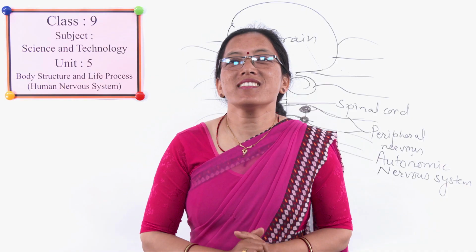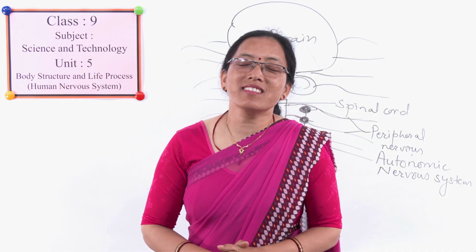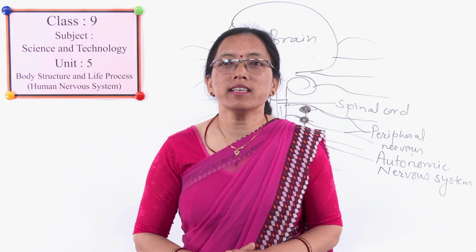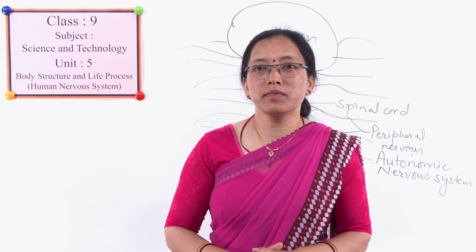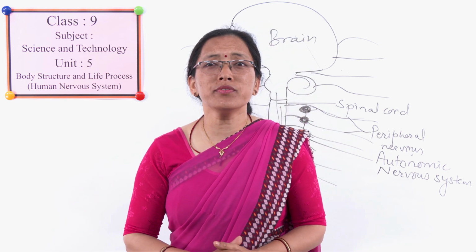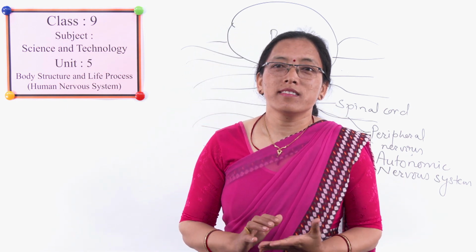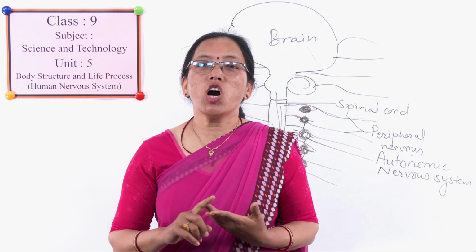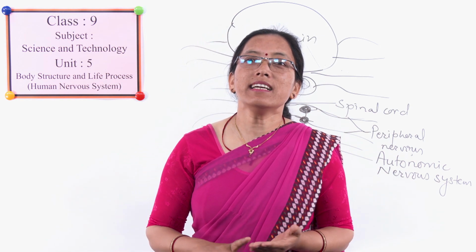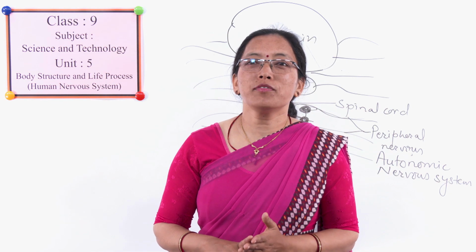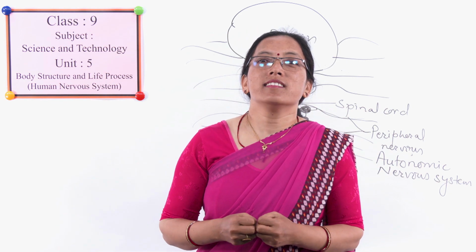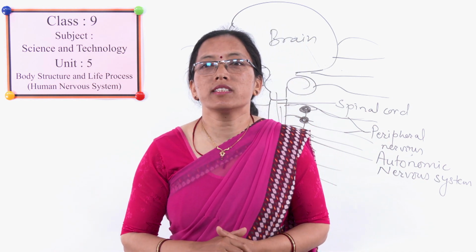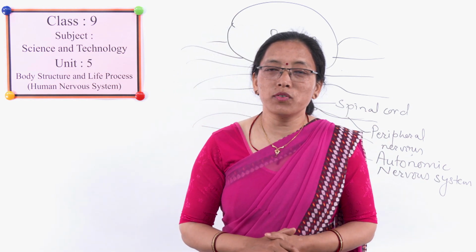Today we discussed the different parts of the nervous system. I hope all of you learned many things from this class. All of you draw the central nervous system, peripheral nervous system and autonomic nervous system separately, label them, and practice making the model by using local materials available in your surroundings.